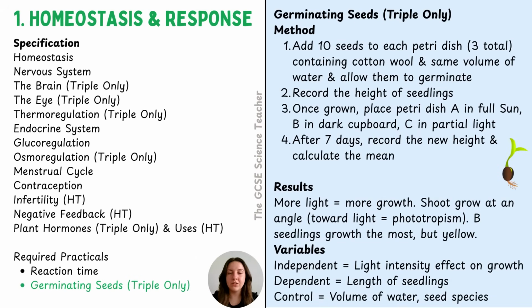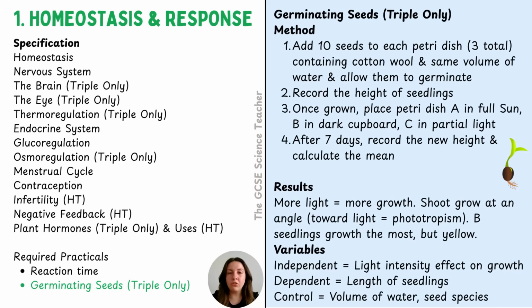Let's look at a required practical for triple students only. This is for germinating seeds and looking at tropisms. So the first thing you want to do is add 10 seeds to each of 3 Petri dishes in total, containing cotton wool and the same volume of water, and allow them to germinate for a few days. After this, you want to record the height of the seedlings. Once grown, place the Petri dishes in either A, full sun, B, in a dark cupboard, and C, in partial light, maybe a cardboard box with part of it cut out. After 7 days, you want to record the new height and calculate the mean.